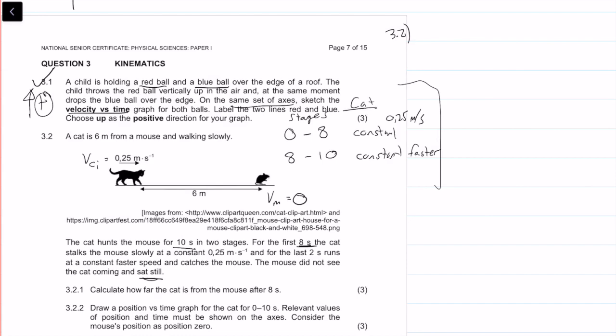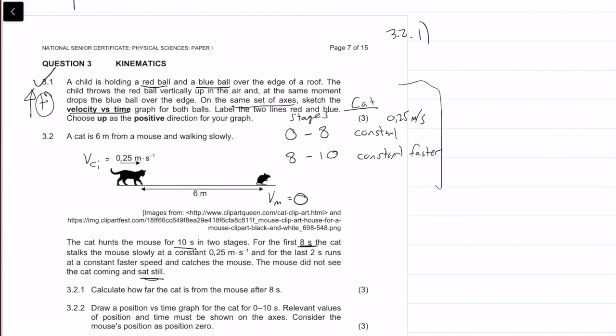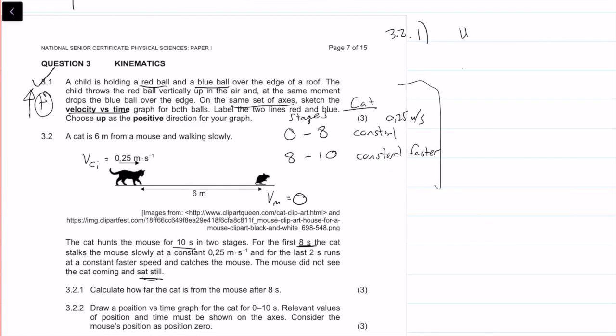Question 3.2.1 says calculate how far the cat is from the mouse after 8 seconds. For a constant velocity, we can use UVAT, so we can use the equation. Let's write down our UVATs, I guess. UVATS. So U is our initial.